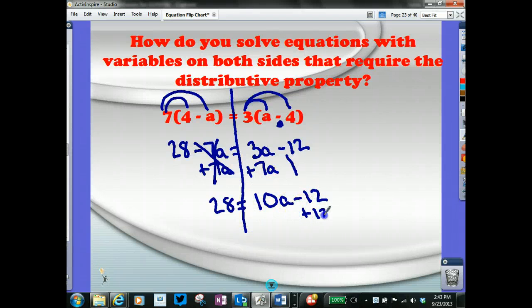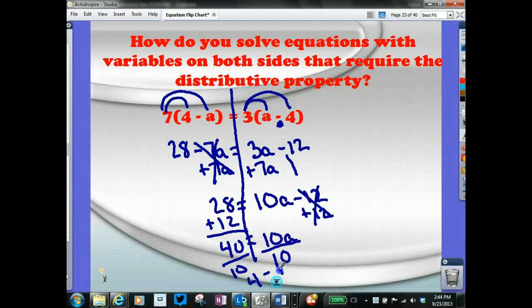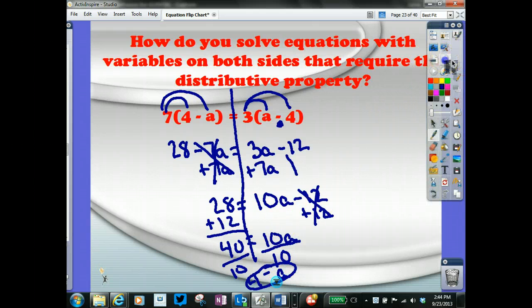Add 12 to both sides. And I'm going to get 28 plus 12 is 40 equals 10a. And then that cancels out, minus 12 plus 12. Divide both sides, again, because I'm trying to solve for a, by 10. 40 divided by 10 is 4 equals a. And I hope you came up with the same thing.